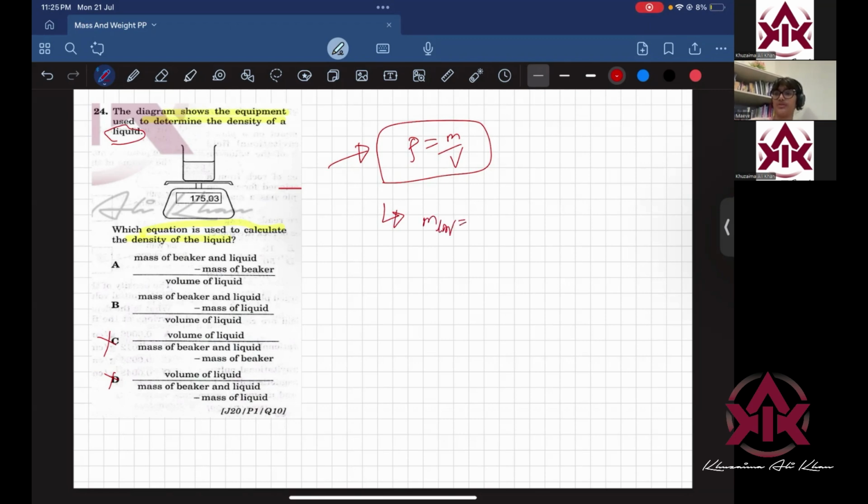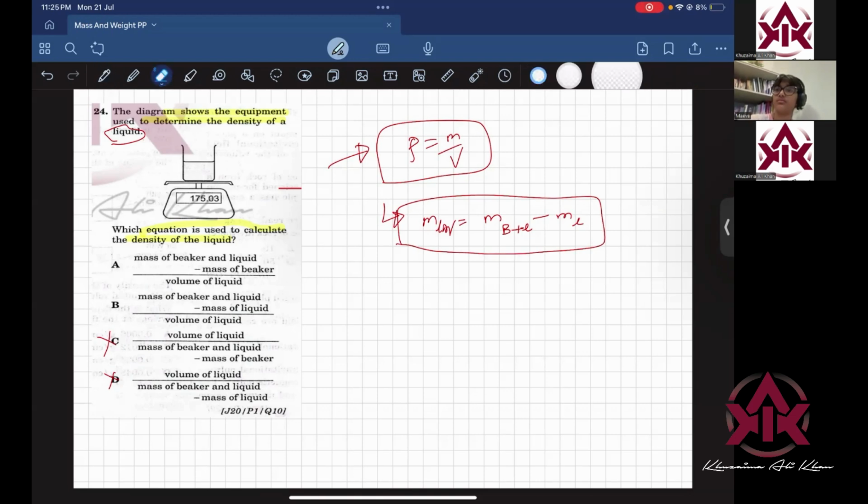You basically measure the mass of beaker plus liquid, and you measure the mass of the empty beaker here, right? Then you subtract the two. So this gives you the answer of mass of liquid here. So that is option number A: mass of beaker and liquid minus mass of beaker, divided by the volume of liquid. Okay.